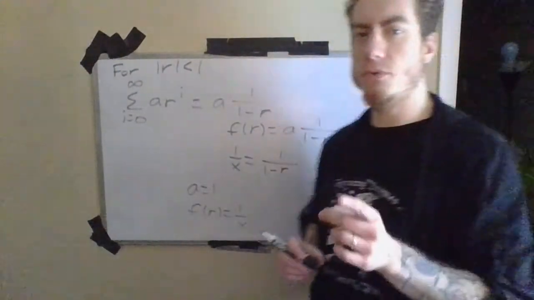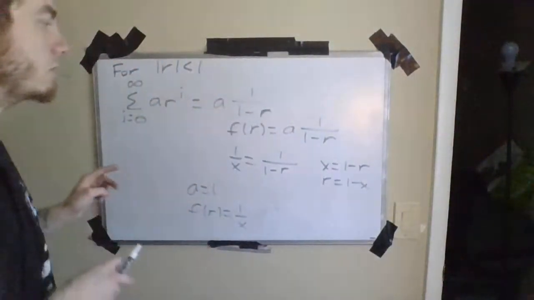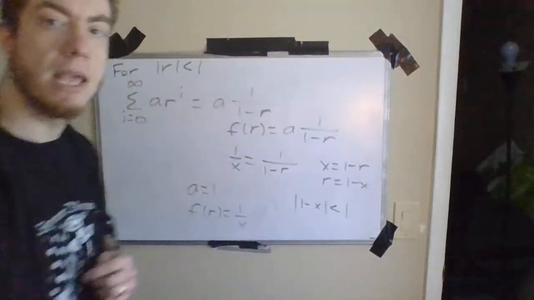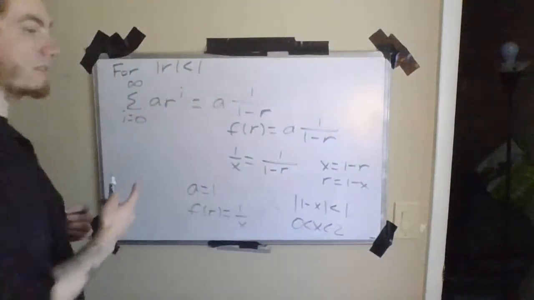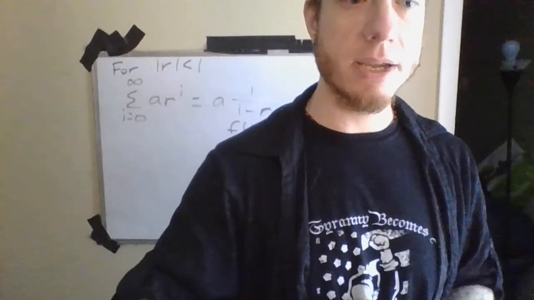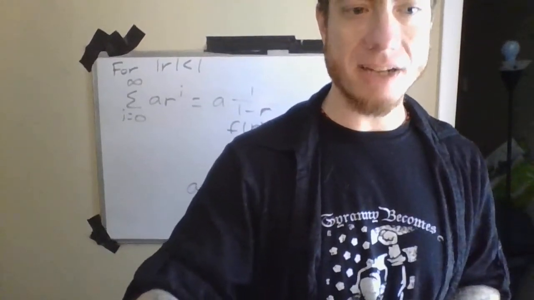Well, at least we can do that some of the time. We can't do that all of the time, because remember, we would need the absolute value of 1 minus x to be strictly less than 1. And this means that 0 would have to be less than x, less than 2, in order to make this work. But as long as we are talking about that sort of thing, yeah, that's perfectly valid.